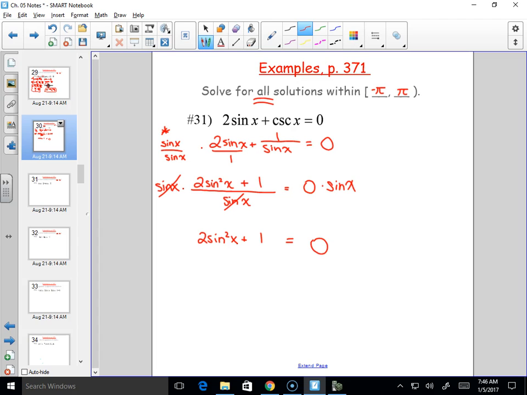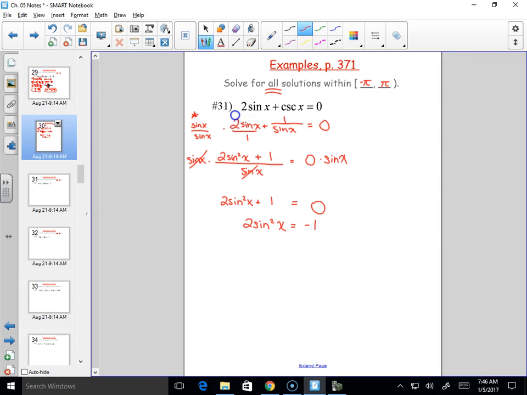Now remember, the sine is stuck with the x. We can't undo or take away or divide by 2 sin. Hopefully the first thing you see is to subtract that 1 to the other side. We've got to move that puppy. Then we're going to divide by 2 in order to keep solving. So we have sine squared of x equals negative 1/2.